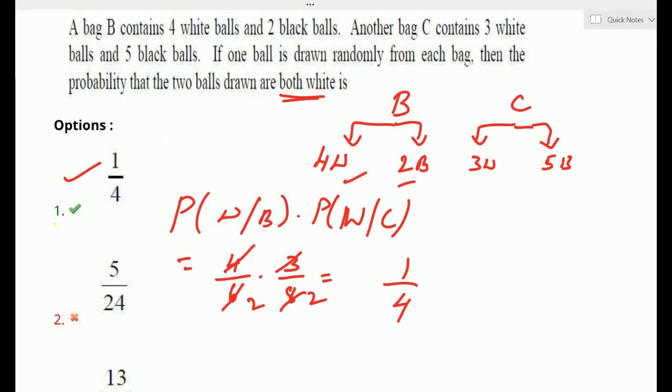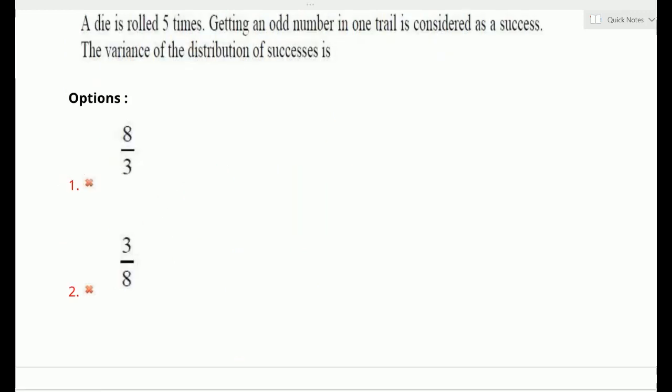Okay, we look forward to the next question. Look at this question. A die is rolled 5 times. Getting an odd number in one trial is considered a success. The die is rolled 5 times, and the number of trials is taken as n. N is 5. You know that clearly.